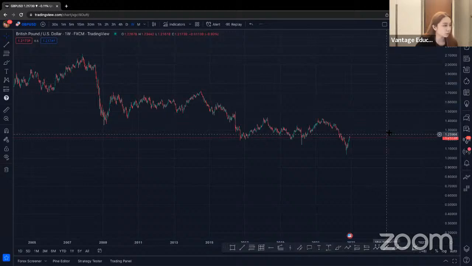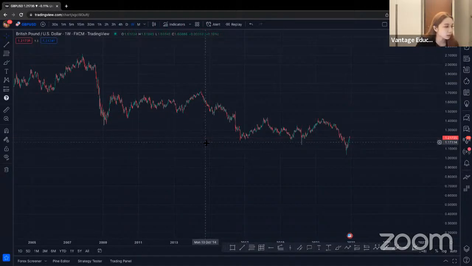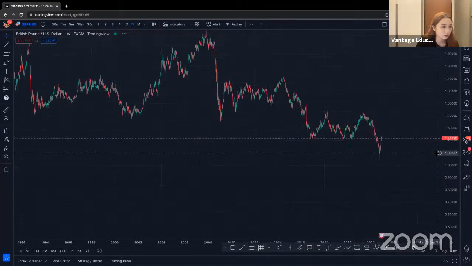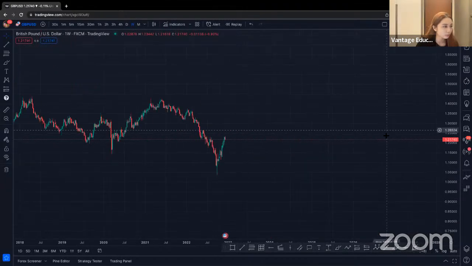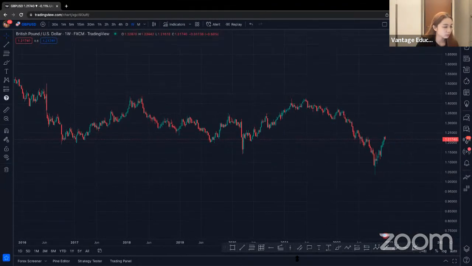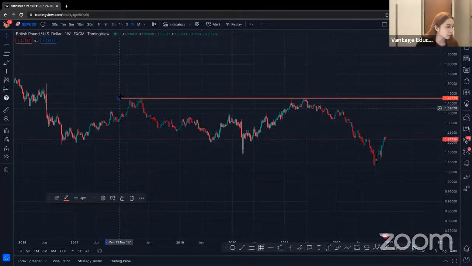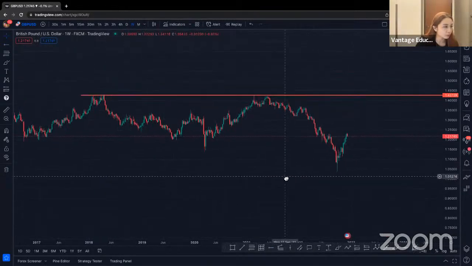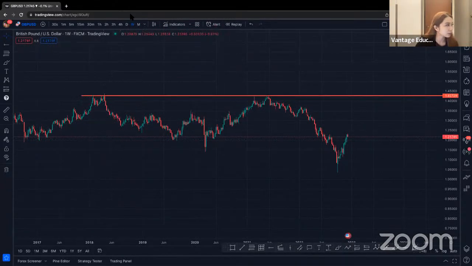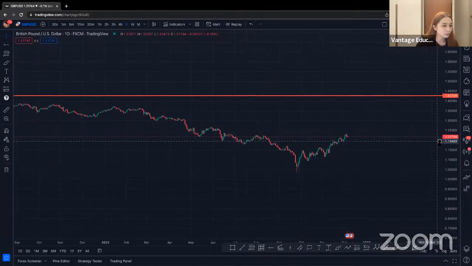Wouldn't really count this as a trend line per se. However, this has been a resistance since 2017, so a pretty big resistance. Let's look at daily.